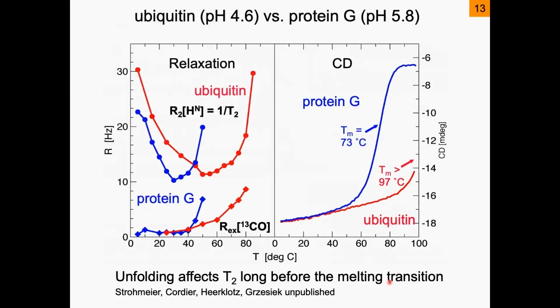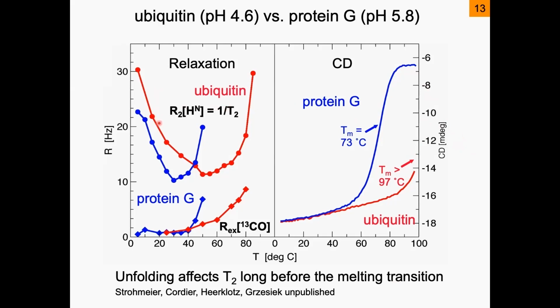One thing to finish this is data that we never published. We tried to get very fast rotation on ubiquitin, long T2s, and what can you do? You increase the temperature. Now, ubiquitin has a melting temperature of over 100 degrees. So it's the red curve here. It's measured by CD. We did the same thing for protein G, which has a melting temperature of 73 degrees. And we followed 1 over T2 as a function of temperature.